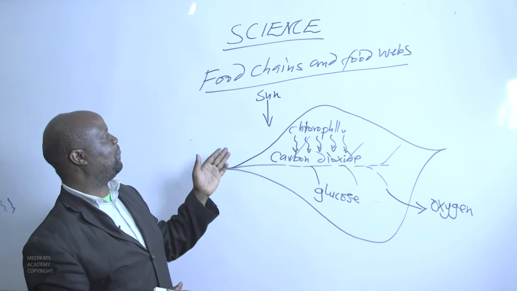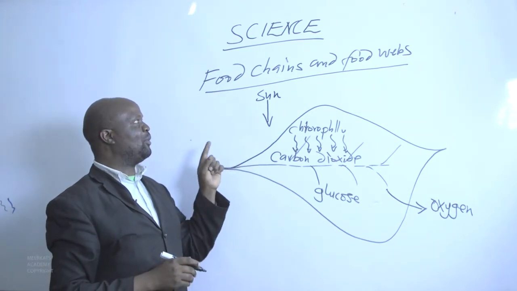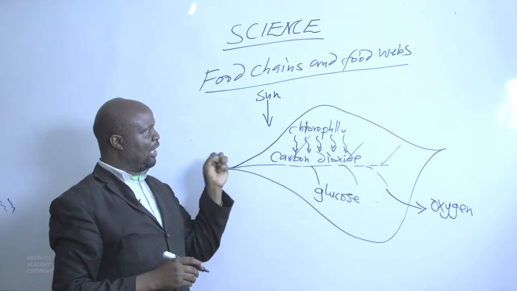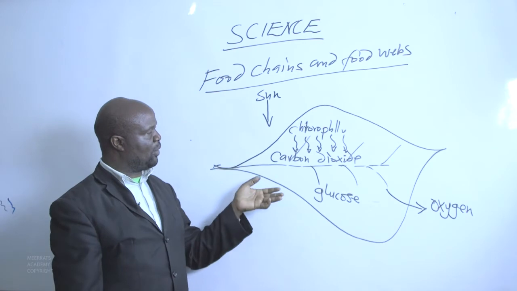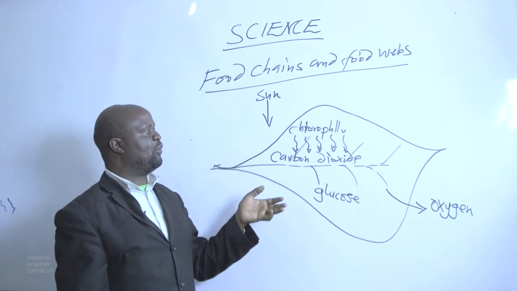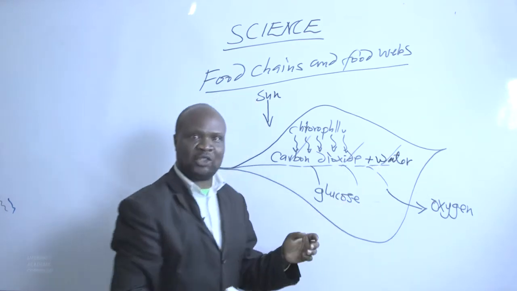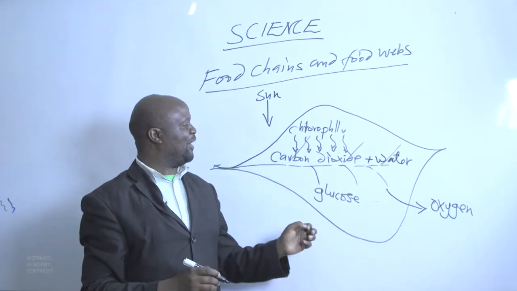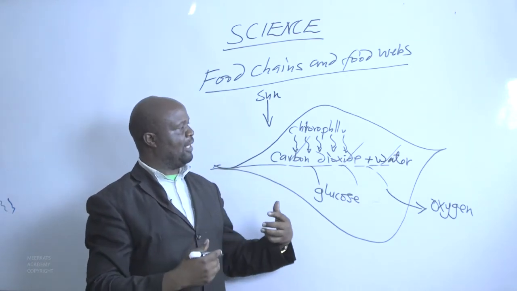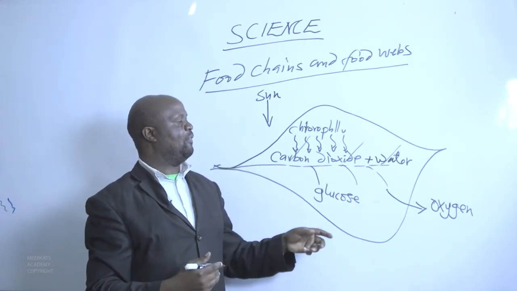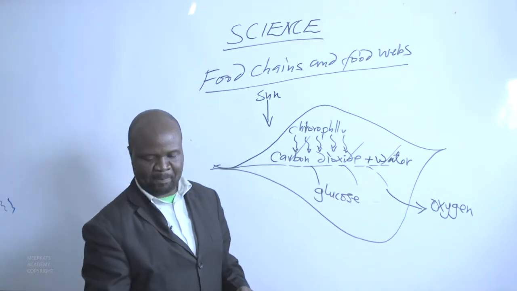So we can see this is the process we call photosynthesis, where the green leaves are able to trap the sunlight. When they trap the sunlight, we have a chemical called chlorophyll. This chemical called chlorophyll, together with the carbon dioxide plus water, is able to manufacture glucose as food. So glucose will be the one that will be used by the plant, and then oxygen will come out as a result of a byproduct.